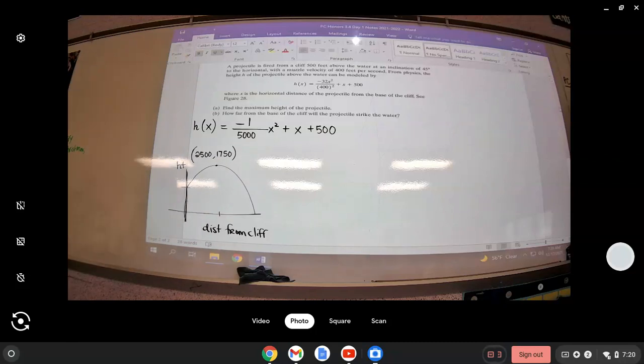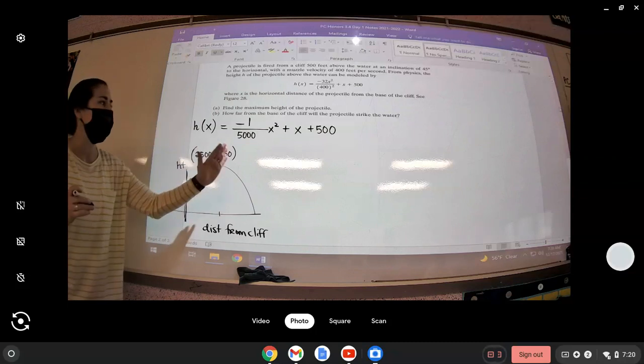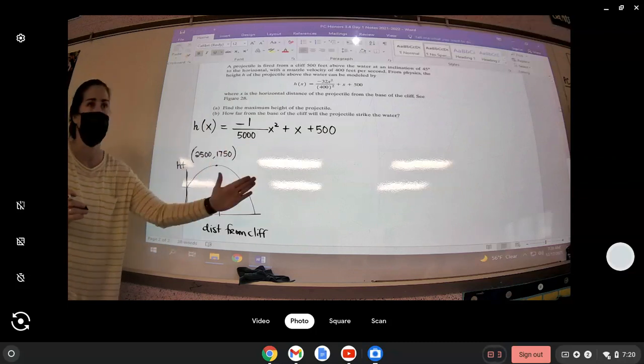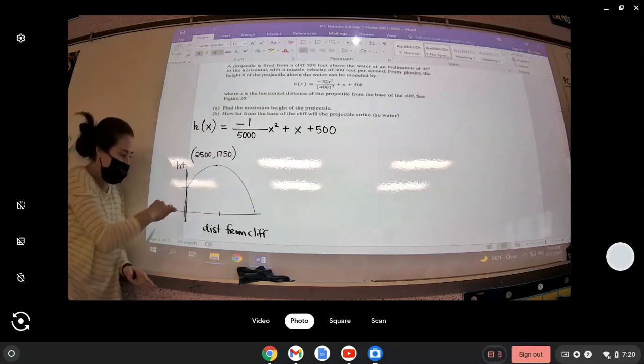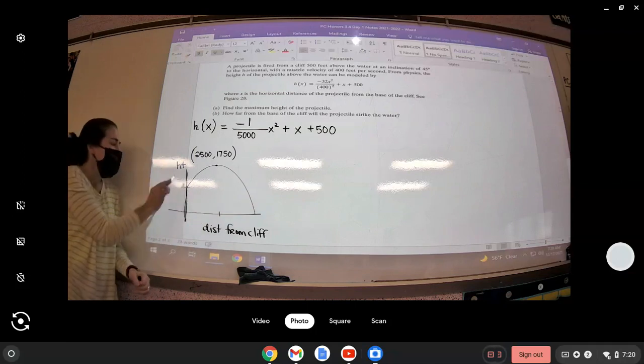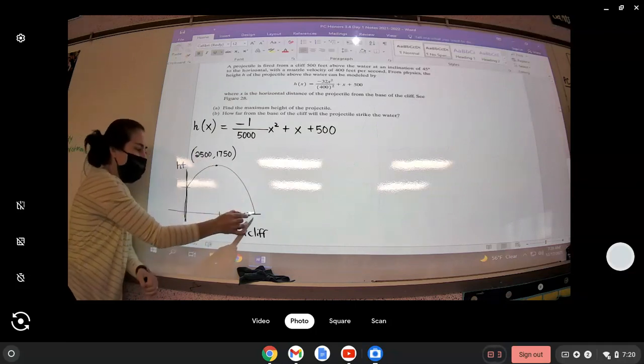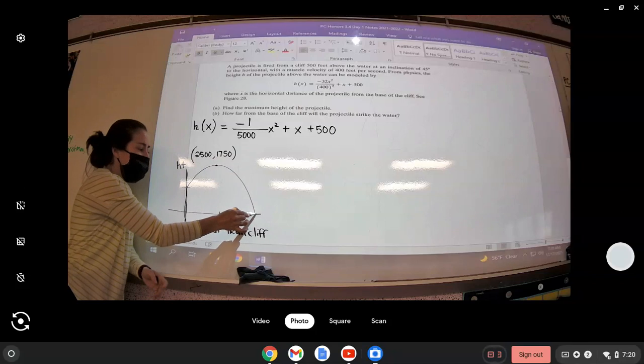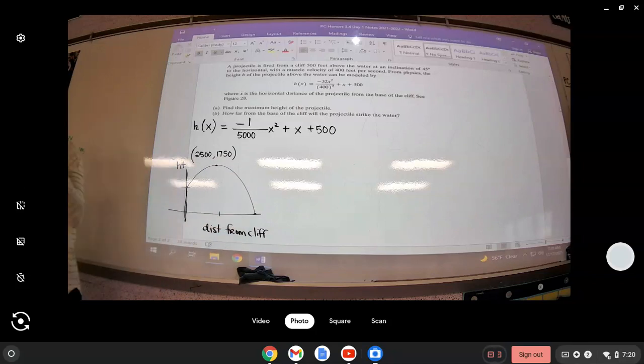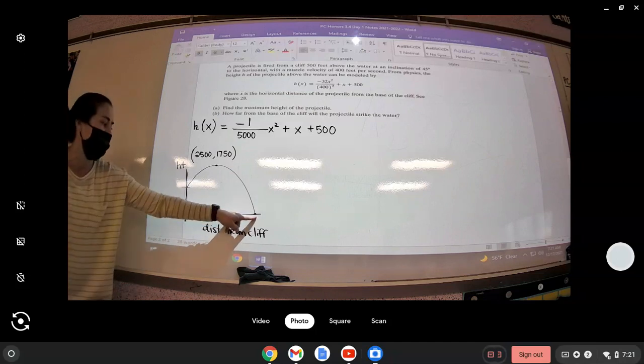Yes? Okay. Then it says, how far from the base of the cliff will the projectile strike the water? So guys, picture your cliff, you got water down here. The rocket's going to go up, and then eventually it has to come down and hit right there. So that's where it's going to hit the water. So what height is your rocket going to be at when it strikes the water right there?